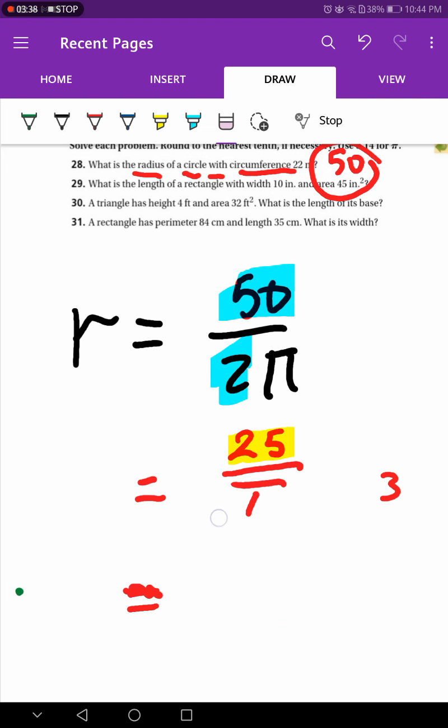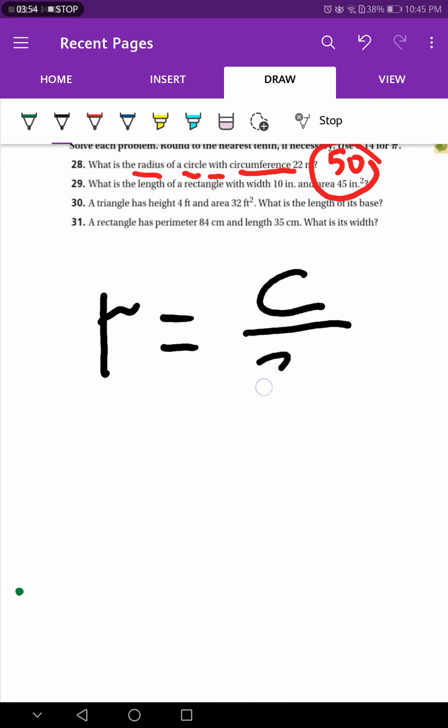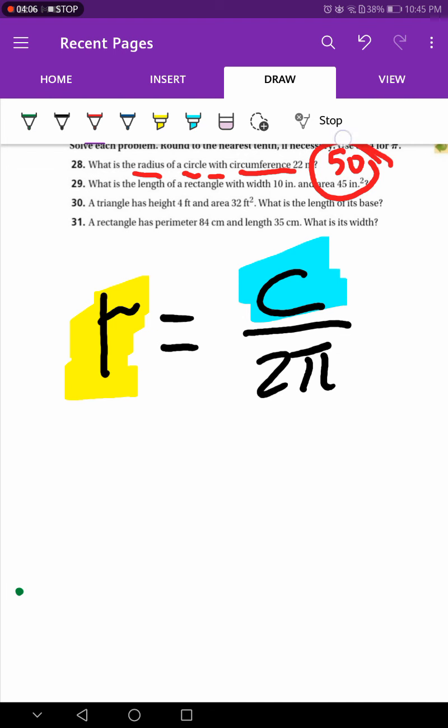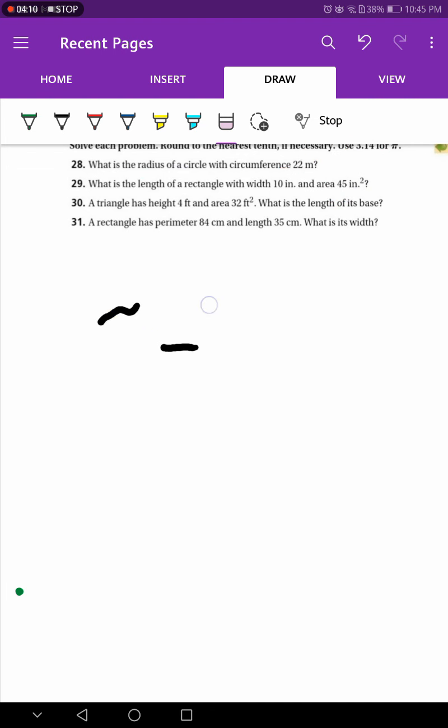Okay, my dear student, so remember that the radius equals C over 2 pi. Again, together, R equals circumference over 2 pi. So if you want to find the radius, you need the circumference. After you find the circumference, you divide it by 2 pi. Okay, my dear student, I hope you got it.